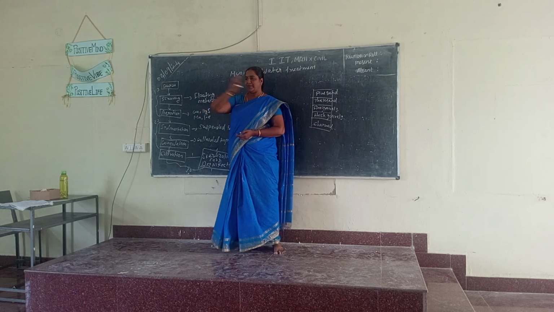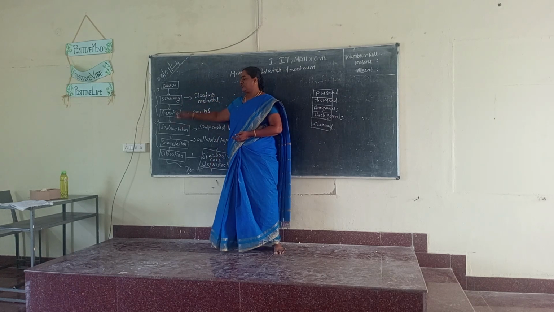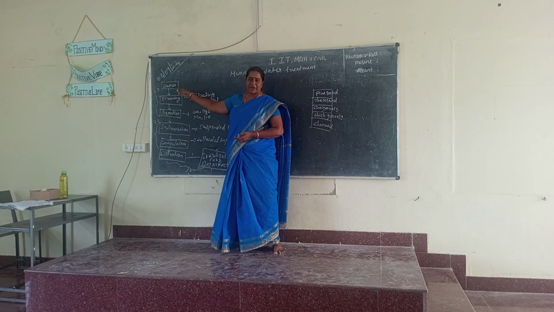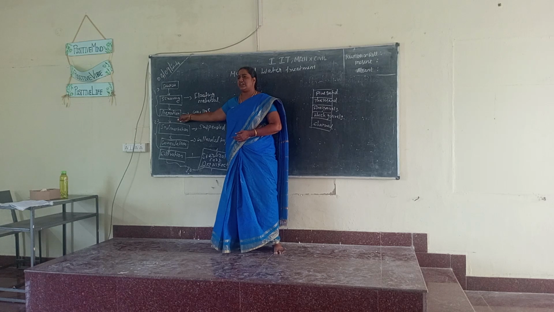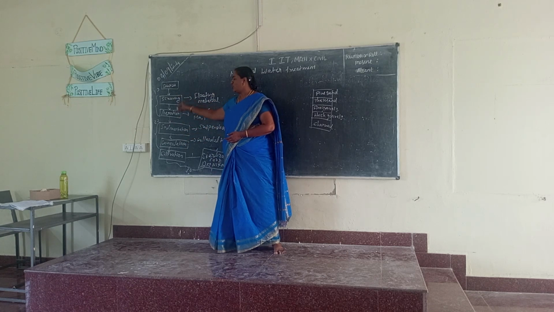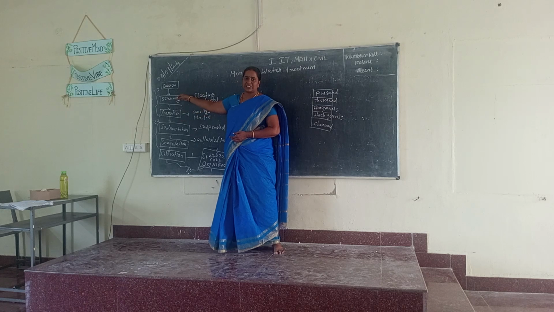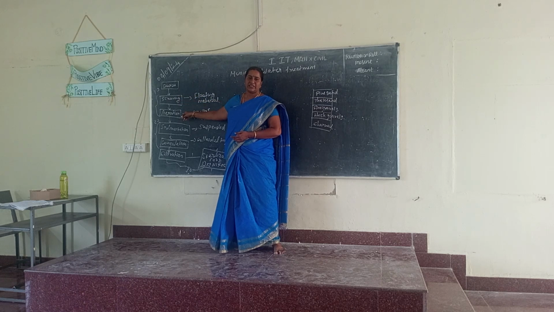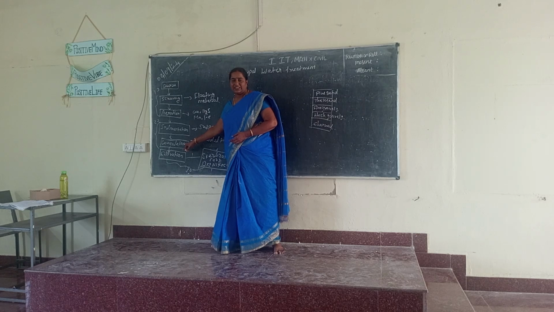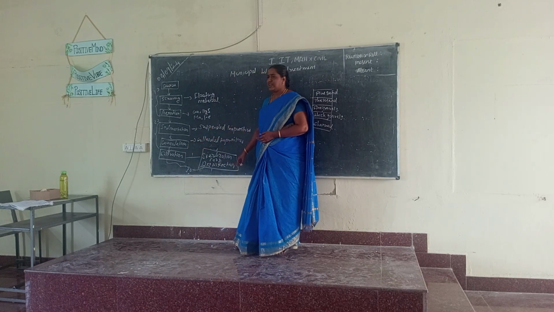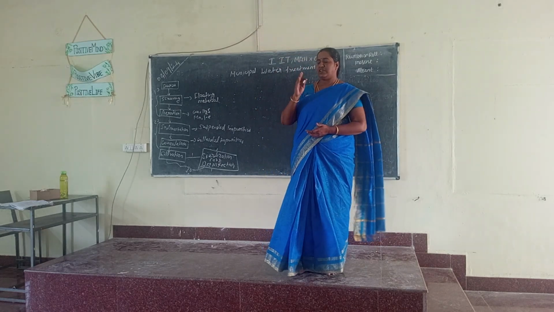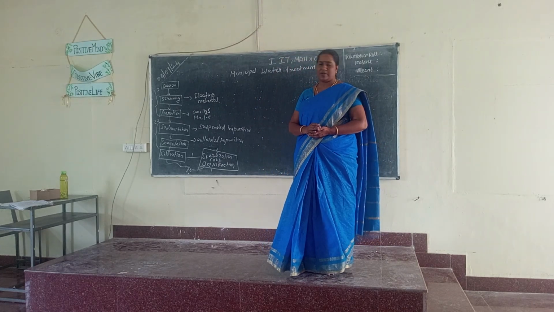So municipal water treatment is carried out in three main stages. First one primary treatment, second one secondary treatment, third one tertiary treatment. In primary treatment, two main processes are followed: first screening, second aeration. In secondary treatment, sedimentation and coagulation are followed. Third one, filtration and sterilization or disinfection, will be followed.